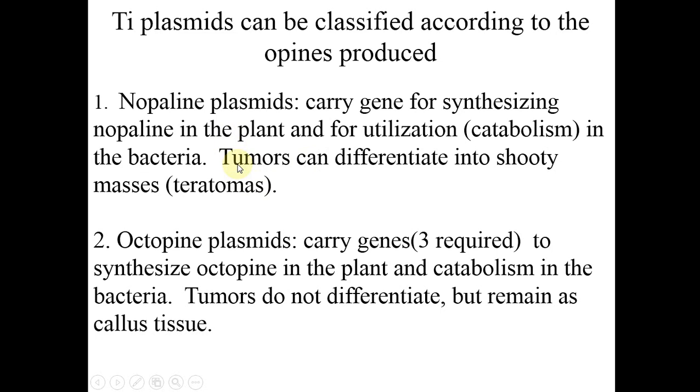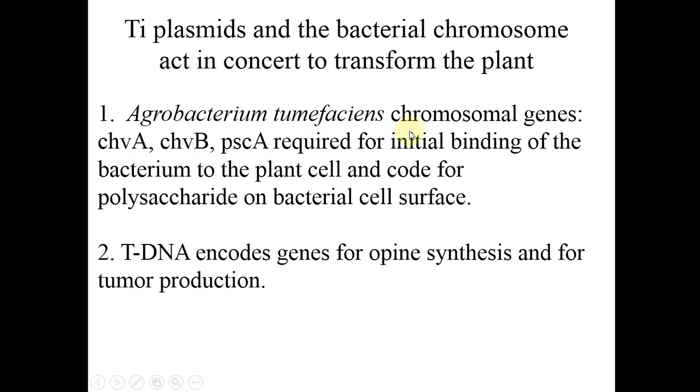The nopaline plasmids form a number of tumors because the infection spreads, and the octopine plasmids do not spread their infection. It is a localized infection, so the tumor does not differentiate but remains as a single bulky mass known as callus. Agrobacterium tumefaciens chromosomal genes are chvA, chvB, pscA. See, you need not go into so much detail.